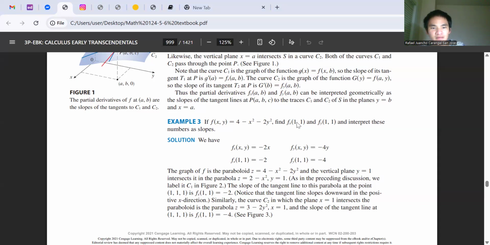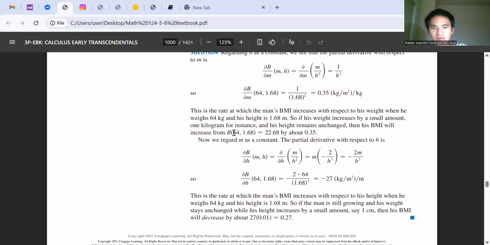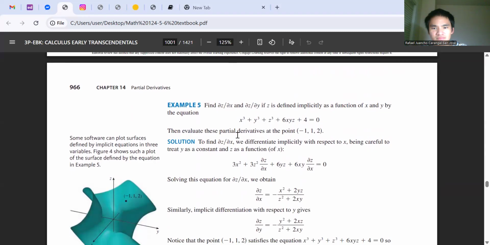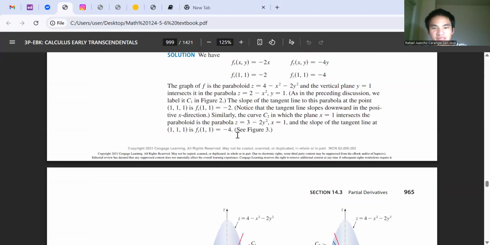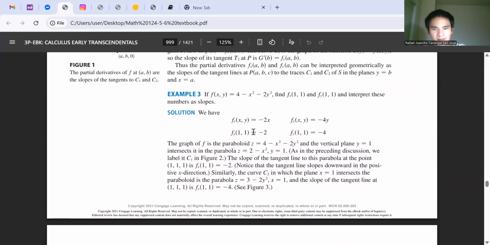Okay. Let's do one more example, and then we'll call it a day because it's also nighttime here. Okay, let's do one more example and then we're done.